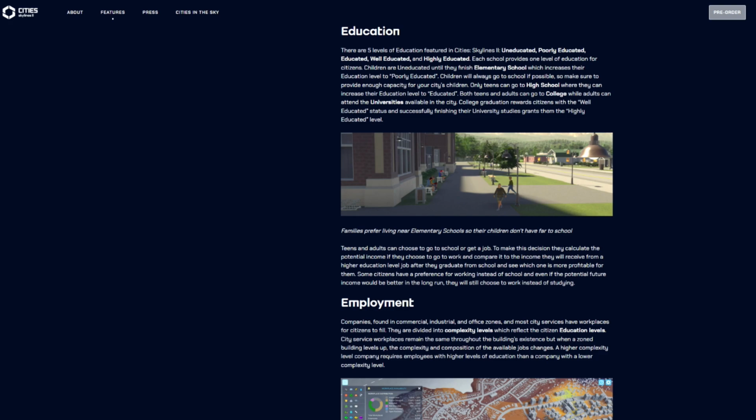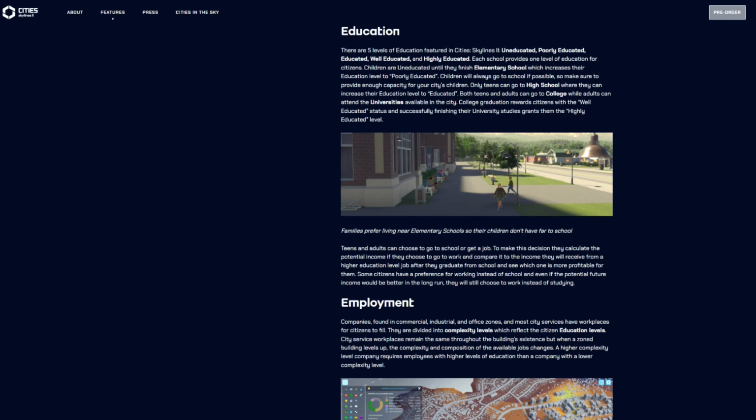And it states that there are 5 levels of education featured in the game: uneducated, poorly educated, educated, well-educated, and highly educated. Each school provides 1 level of education for citizens, so children are uneducated until they finish elementary school, which increases their education to poorly educated. Children will always go to school if possible, so make sure to provide enough capacity for your city's children. However, only teens can go to high school, where they increase from poorly educated to educated.